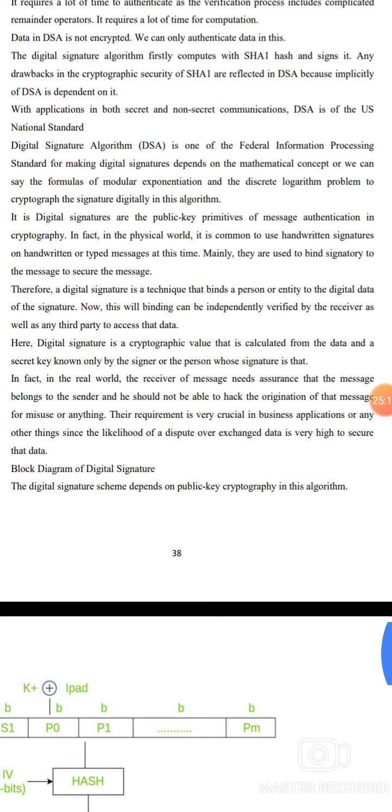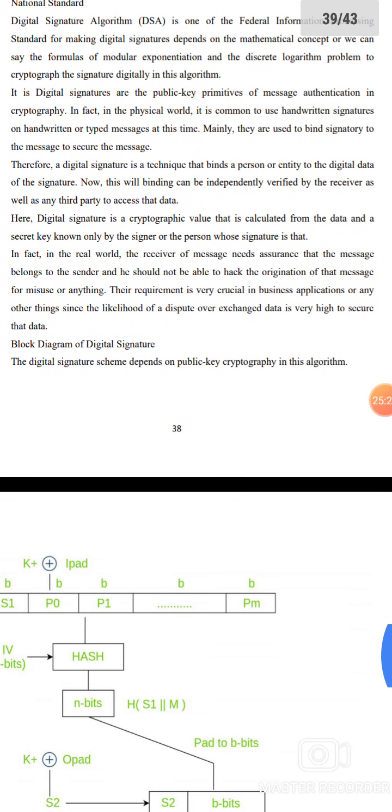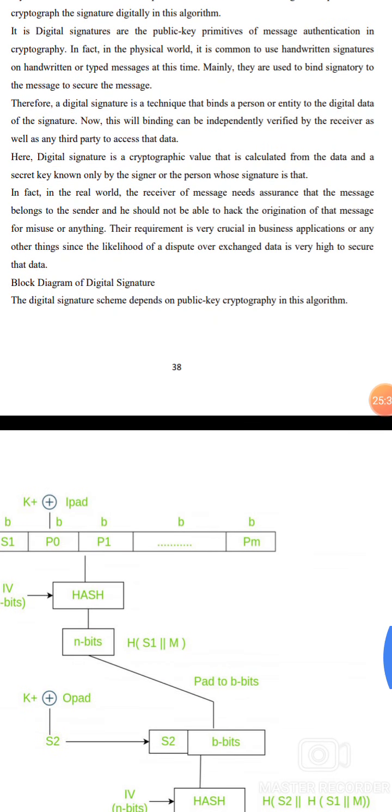A digital signature is a public key primitive for message authentication in cryptography. The digital signature technique binds the person or entity to the digital data of the signature. Now the binding can be independently verified by the receiver or a third party to access the data. The digital signature is a cryptographic value calculated from the data and a secret key known only to the signer.